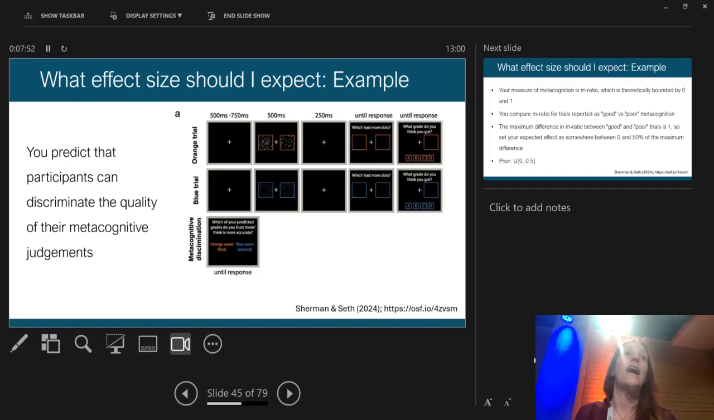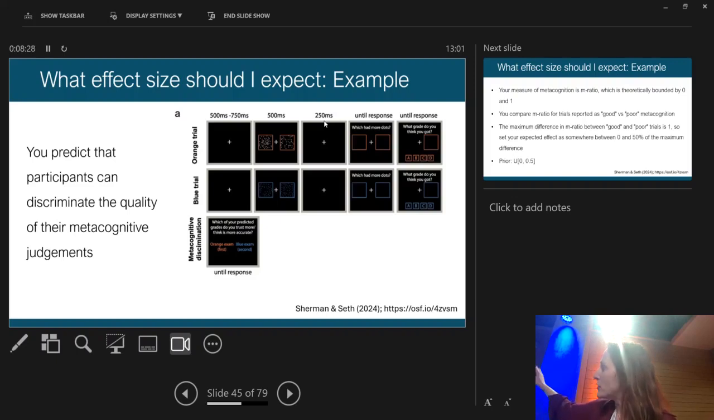So as an example of how you might determine the kind of effect size you need to look for, this is a study that we ran where people had to discriminate whether there were more dots on the left or on the right. So that's what's in these boxes here. In the orange and blue boxes, we've got dots on the left, dots on the right. And the question is, which one has more dots? And then they give a confidence rating.